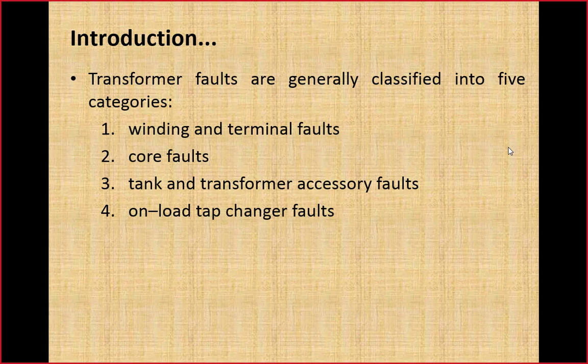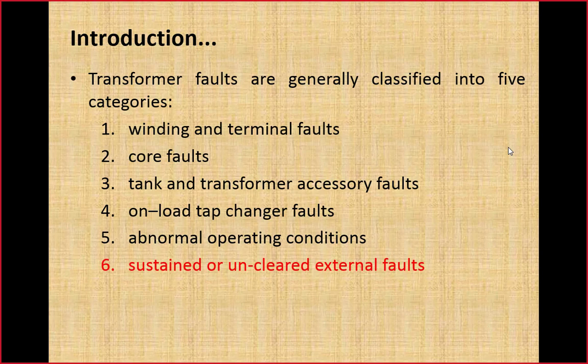Fourth category is on load tap changer fault. Large power transformers are also equipped with an on load tap changer. Then the fifth category of fault is abnormal operating condition, an externally applied condition on the transformer that could be dangerous for the transformer. These are the 5 different categories of faults. Then there is a sixth as well, that could affect the transformer indirectly, that is a sustained or uncleared external fault.